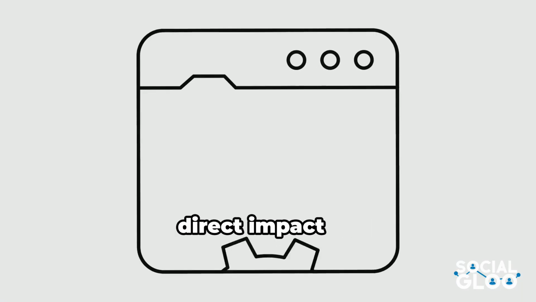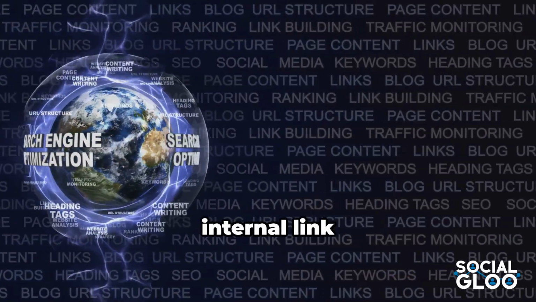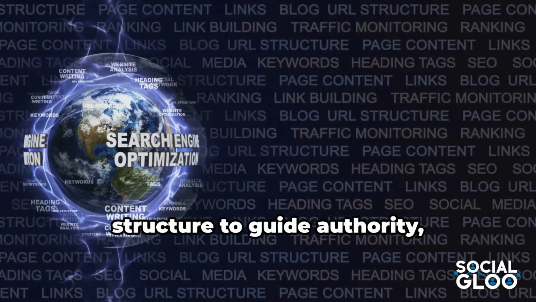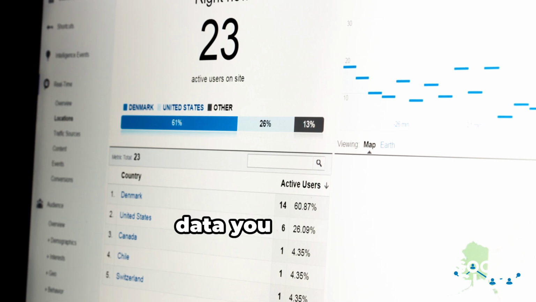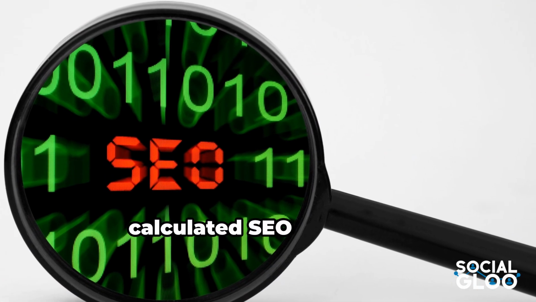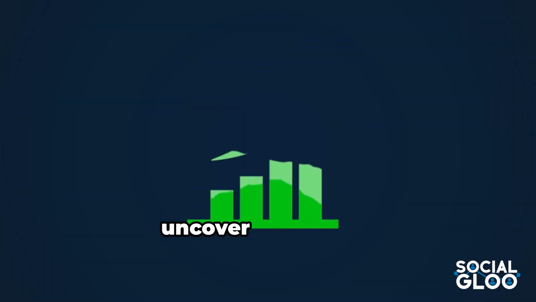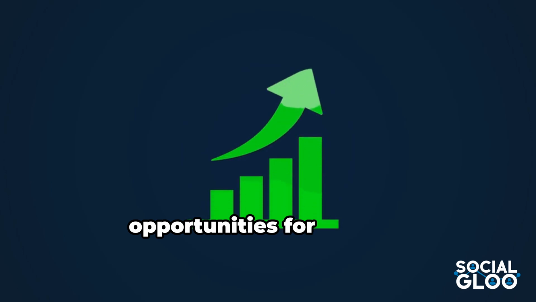From fixing core web vitals to see a direct impact on your rankings, to strategically building your internal link structure to guide authority, GSC provides the data you need to stop guessing and start making calculated SEO decisions. It helps you find and fix the problems holding you back and uncover the hidden opportunities for growth.